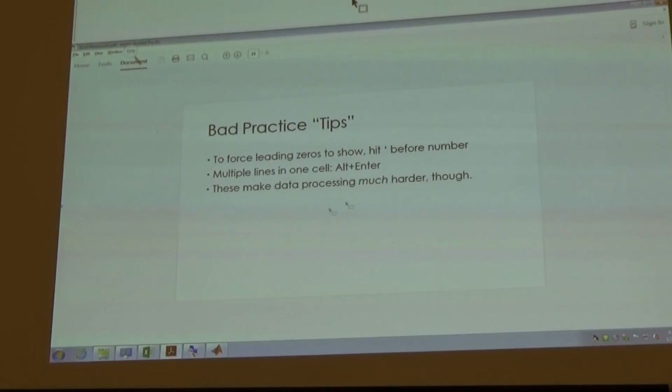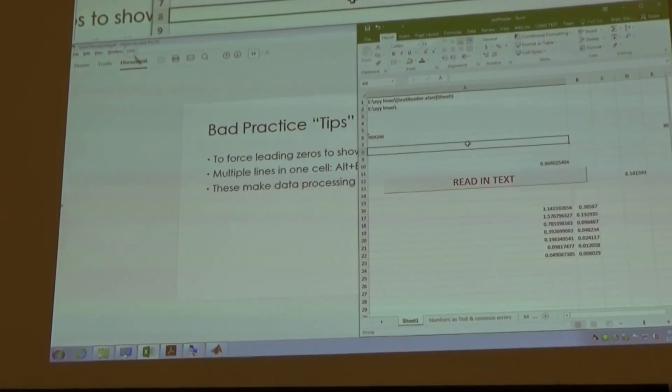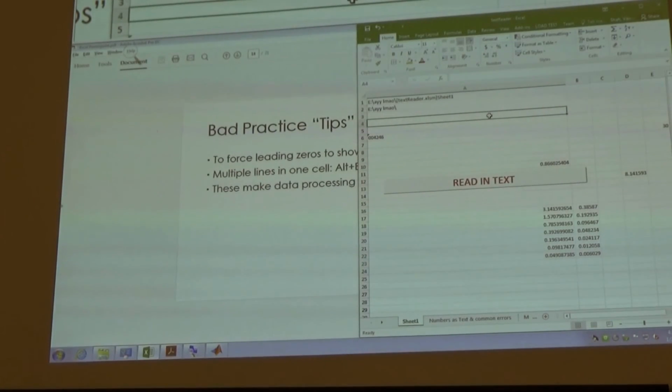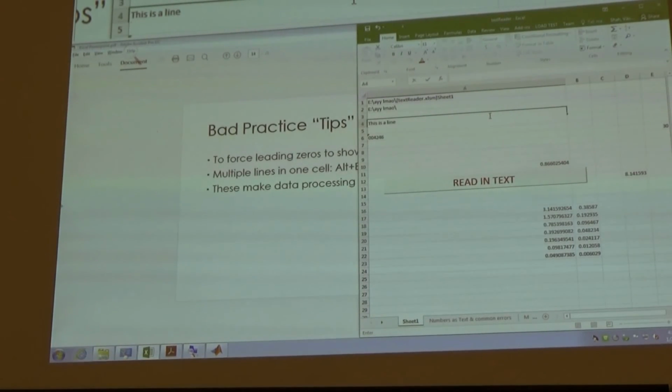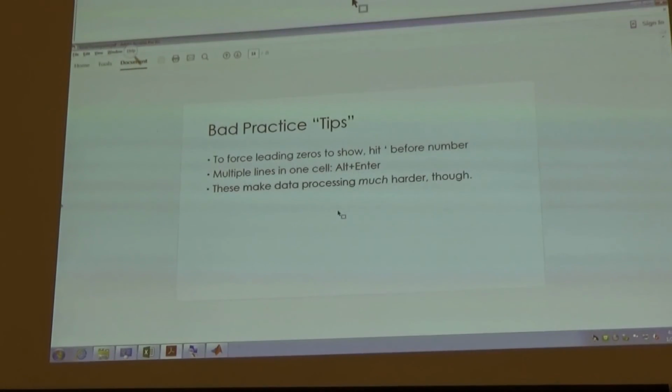Okay. Multiple lines in one cell. If you're going to be doing any kind of data processing, please don't do this. It makes it a pain because it stores a carriage return within the cell, and that makes it difficult to parse the text. But if you don't want to do any programming, if you want to type, okay, this is a line, and then hit Alt-Enter, it'll put me at the second line. This is a second line. Enter. There, I have 2 lines in one cell. So if you really want to do that, you can do that too. And it makes data processing pretty difficult.